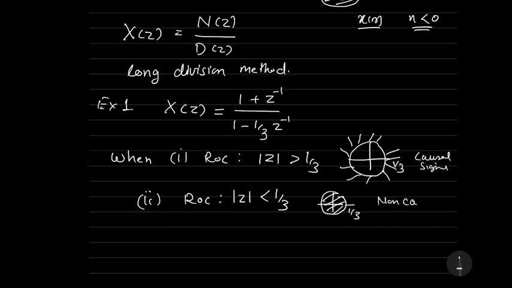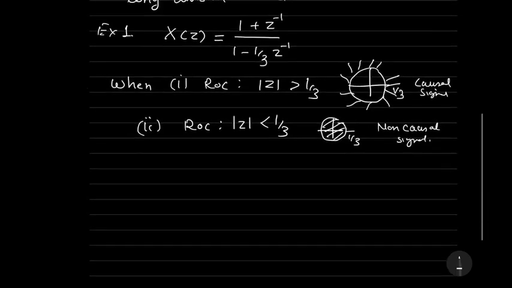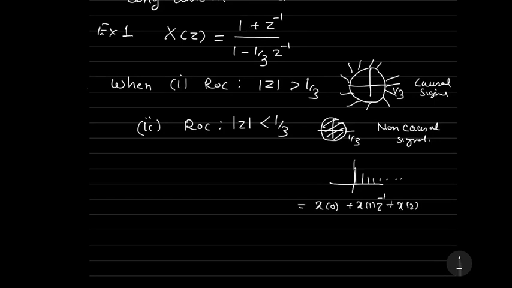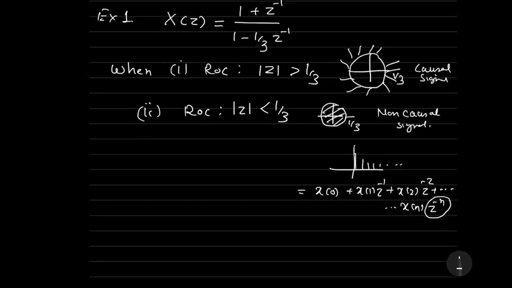Second case, non-causal signal. We know that for a causal signal, the power of z obtained is like this: x(0) plus x(1) z to the power minus 1, x(2) z to the power minus 2, and so on, x(n) z to the power minus n. Means for a causal signal, the power of z is negative. Similarly, for a non-causal signal, the power of z is positive. So for the long division method, we must take care that the result for a causal signal has negative powers of z.